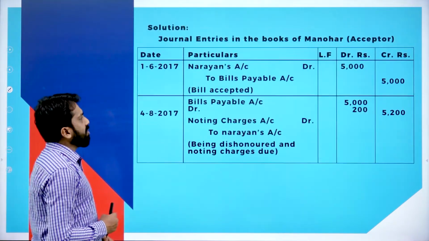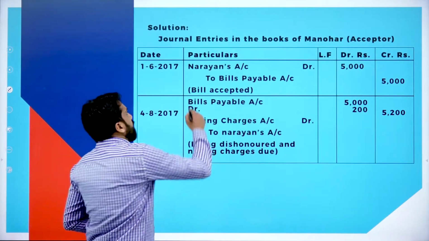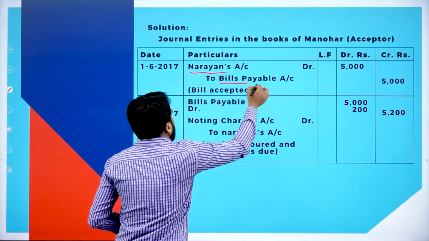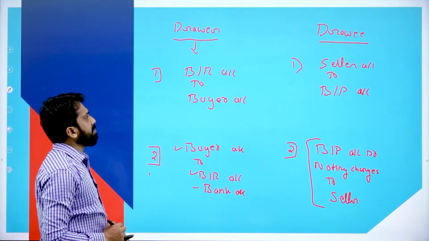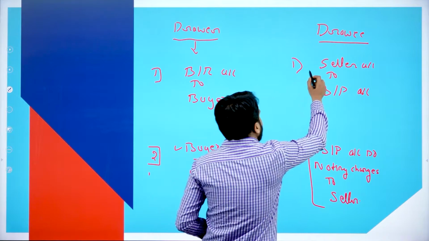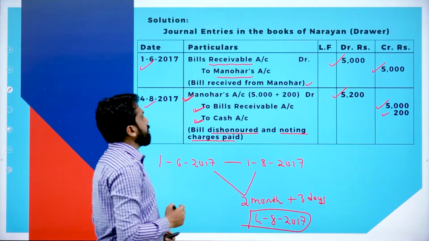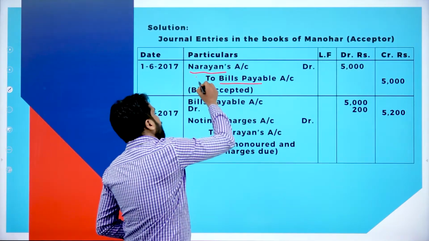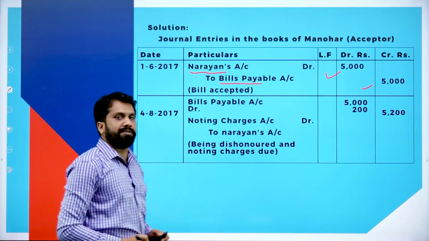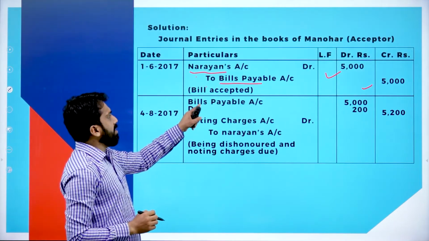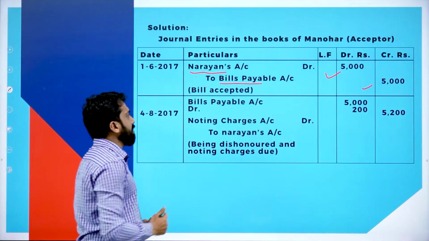Now we'll come to the journal entry in the books of buyer. Narayan account debit to bills payable account. I'll go back to your format. Seller account debit to bills payable. Who is the seller in this? Narayan. Narayan account debit to bills payable 5,000 and 5,000. Narration: bill accepted. Clear? Yes. We'll go for the next one.